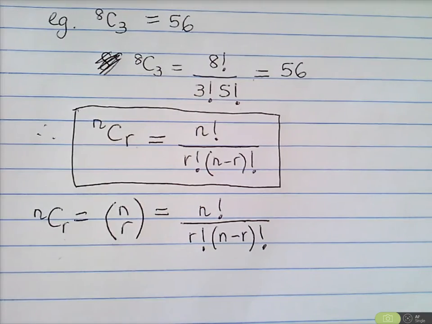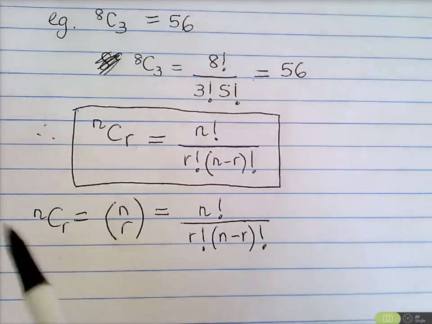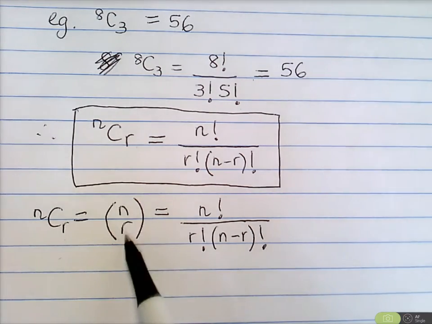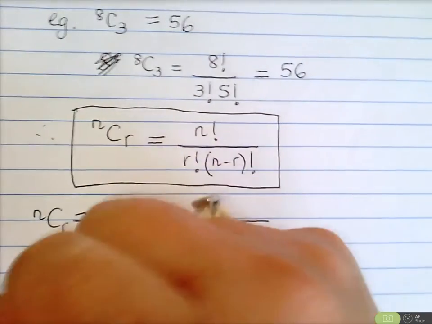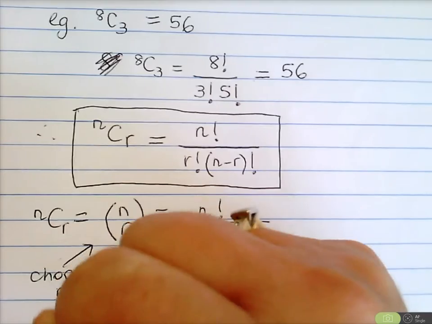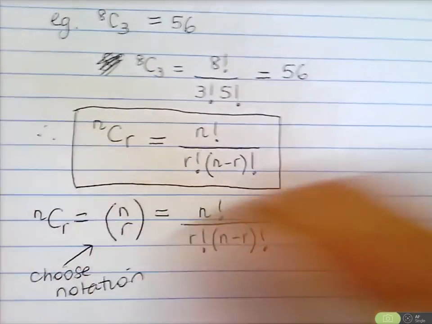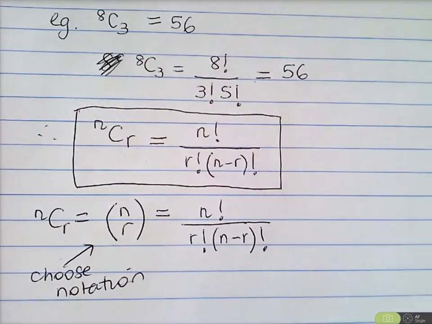Either way you can write it. People will write it the way they like, but if you see it written the other way, you just have to recognise it as the same thing. So n choose r is the same as this. This is also n choose r. This is actually called choose notation. I kept saying the other one was, but it's this one. It doesn't matter. I say n choose r.